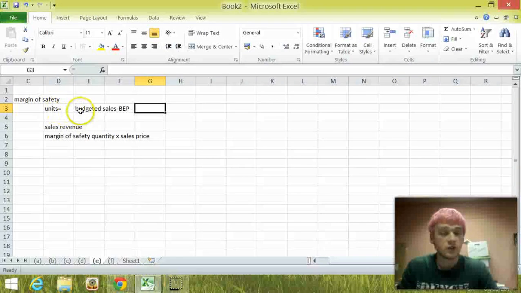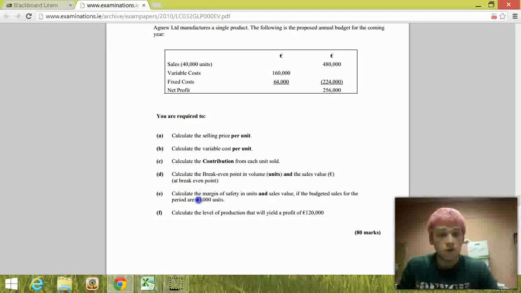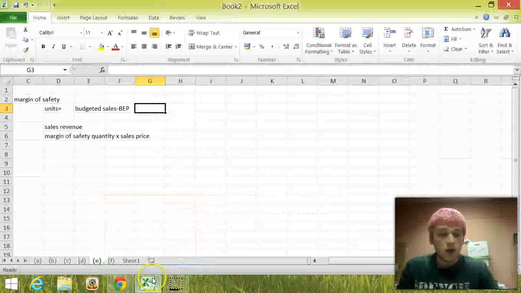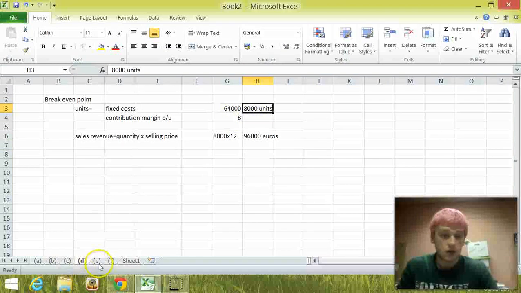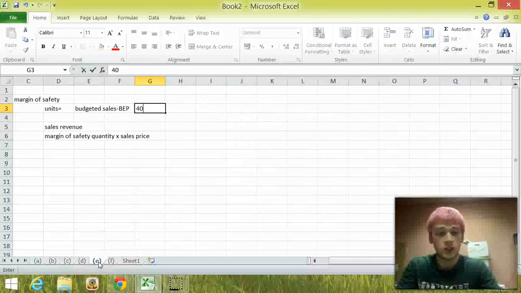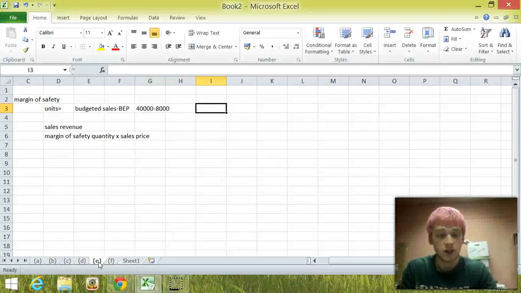Right, so in order to calculate this, we have another formula. The margin of safety in units, firstly, is the budgeted sales minus the break-even point. From the question, we've been told that the budgeted sales are 40,000 units, and from part D we've been told that our break-even point in units is 8,000 units. So if we do 40,000 minus 8,000, we get a margin of safety of 32,000 units.